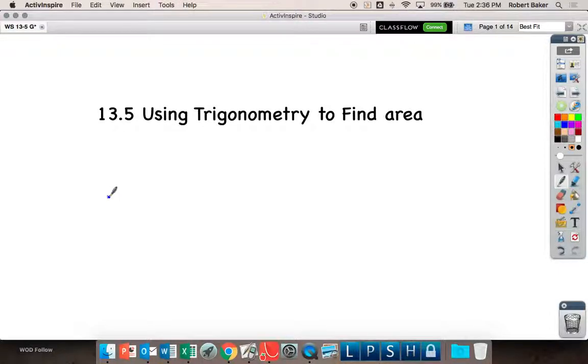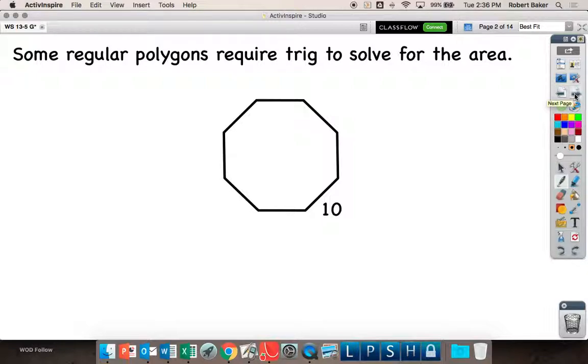All right, so using trig to find area. On your test, I'm going to give you a regular polygon. That is an octagon, all right? And we're going to go back and try and figure out what is the only way to find the area of an octagon. One half the apothem times the perimeter.